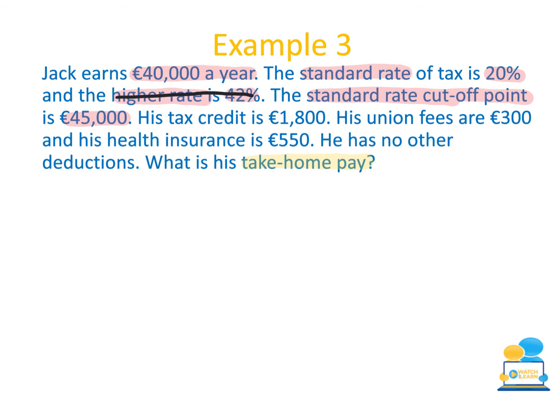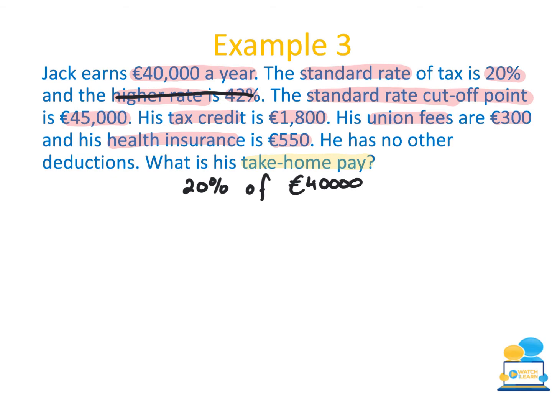Next then, they tell us that his tax credit is equal to €1,800. He has union fees of €300 and he has health insurance of €550. So he's got two additional deductions coming out, his union fees and his health insurance. So we need to deduct those away from his salary as well. So let's get started into this question. Again, I'm going to find out how much income tax he pays. So we talked about this earlier, he's only paying the standard rate of tax because he doesn't earn enough money. So we're going to find out what is 20% of €40,000.